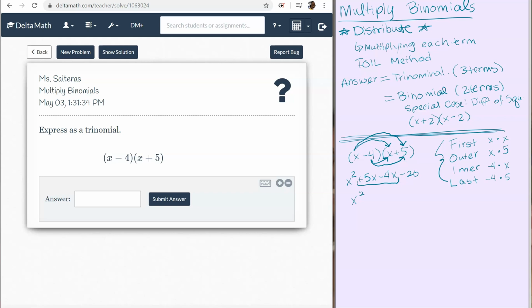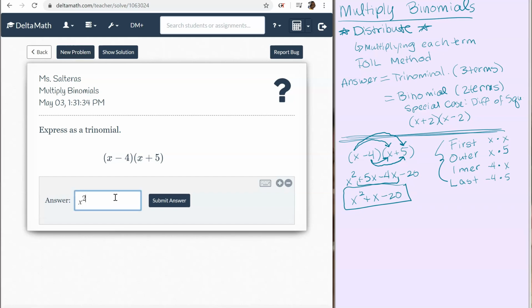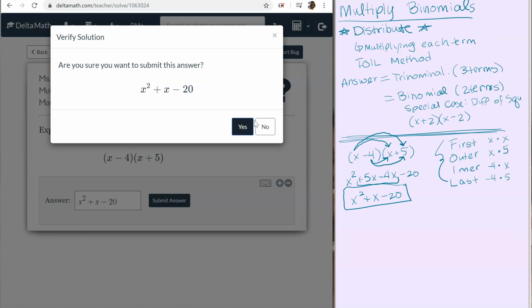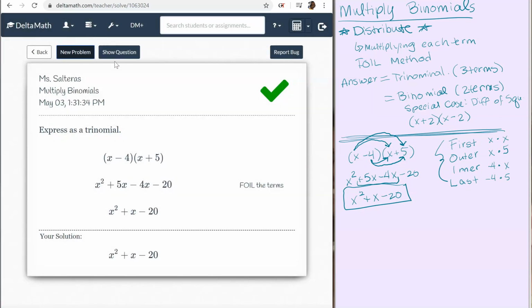So positive 5 minus 4 is going to be a positive 1, and then the x just comes along for the ride. You don't need to write 1, so I did not. And then minus 20, and then there you go. That is your answer. We're going to go ahead and plug that in. So x squared plus x minus 20. Go ahead and submit, press yes, and there we go, done.